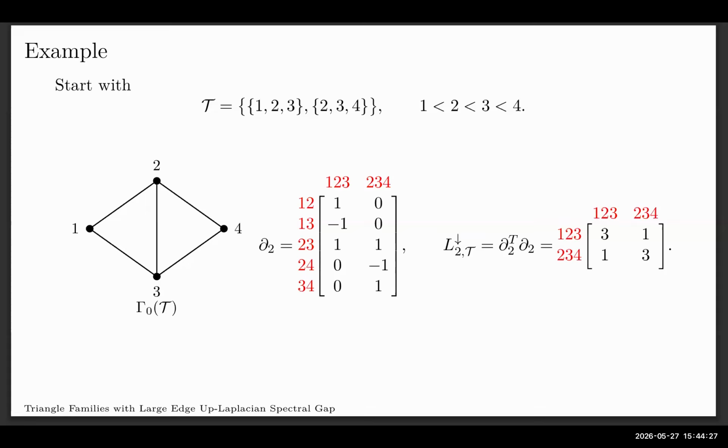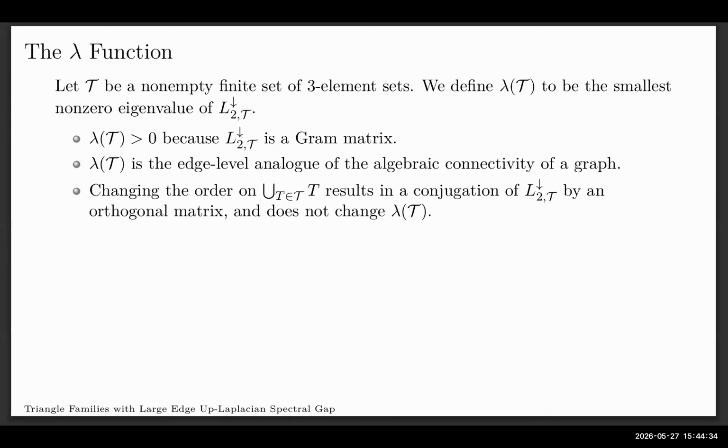Smallest positive eigenvalue, because there might be more than one zero. Yeah. Okay. So for an arbitrary finite non-empty set of three element sets, I will define lambda of t to be the smallest positive eigenvalue of the triangle down matrix I just constructed. And one can check that the arbitrary but fixed order we chose on the ground set is irrelevant. If you choose a different order on the ground set, it's just going to conjugate the triangle down matrix with an orthogonal matrix. So it's a similar matrix. The eigenvalues will not change. Lambda will not change. So the order is irrelevant. This is really just an honest-to-God parameter of the triangle family.